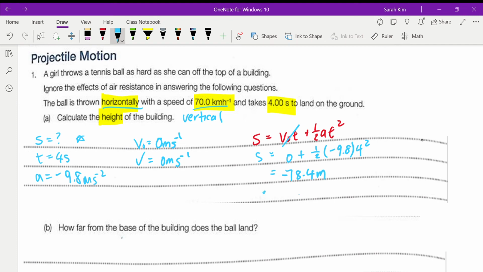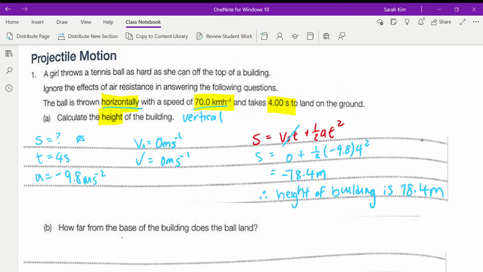So you get a negative answer, and that just means that it goes downwards 78.4 meters. But technically, therefore, the height of the building, you can conclude, is just the positive of that, 78.4 meters. Alright, how far from the base of the building does the ball land? So, how far from the base?